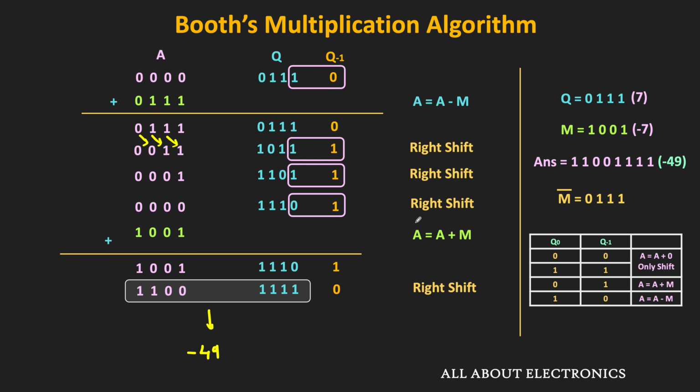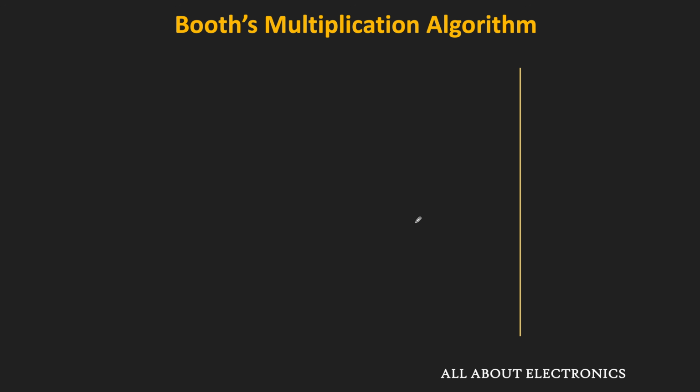So now, let us quickly see the third example, where both multiplier and the multiplicand are positive. So here, the multiplier is equal to 0, 1, 1, 0 and the multiplicand is also equal to 0, 1, 1, 0, or in the decimal that is equal to 6. So after the multiplication, the answer should be equal to 36, or in the 2's complement form that is equal to 0, 1, 1, 0, 0, 1, 0, 0.